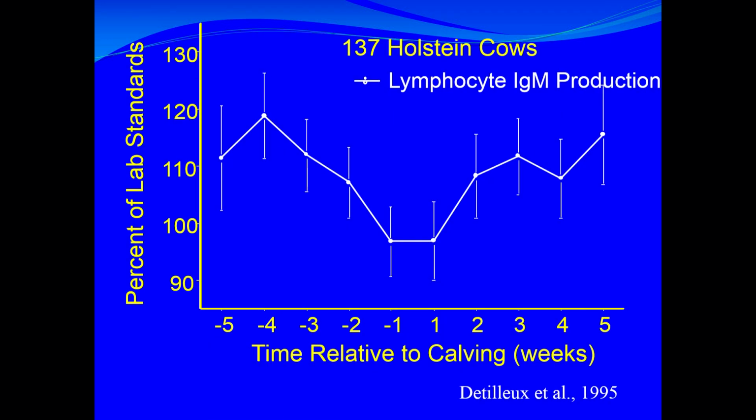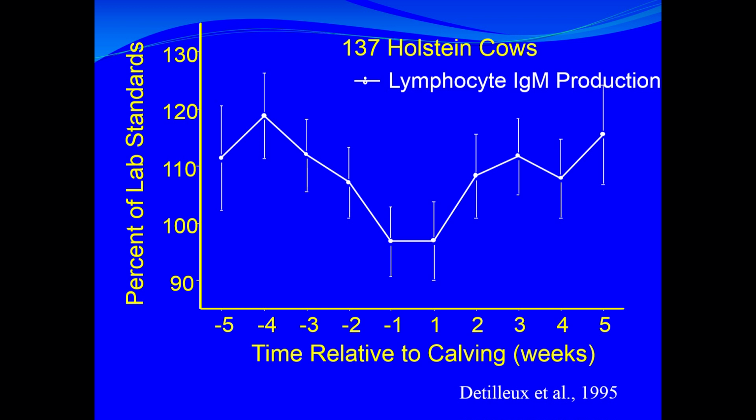Here's a study that was done by my colleague Mark Curley and Joanne Dedalou, and they looked at 137 Holstein cows as they went through the parturition period. And they ran several neutrophil and lymphocyte function tests. In this case, it was the ability of lymphocytes to make immunoglobulin when challenged.